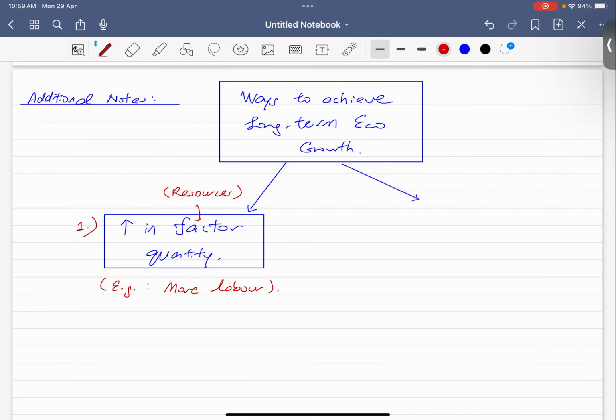Remember when I say economic growth, that means what? That means I want to have more real GDP of the economy. That means more total output in the economy. So therefore, one way for us to achieve this long-term economic growth is through having more quantity of resources, like having more workers. Having more workers will allow you to produce more goods and services. Okay, that's one way.